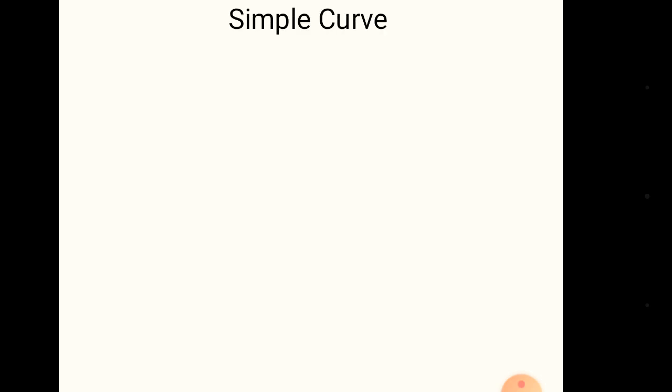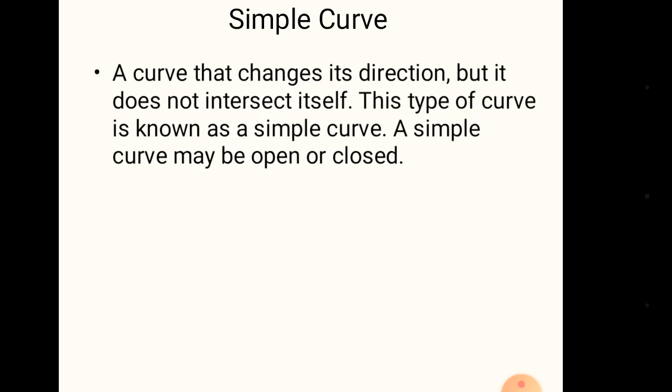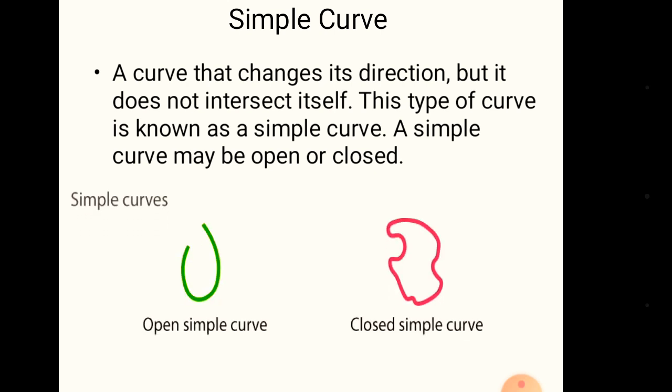First, we will see what are simple curves. A curve that changes its direction but does not intersect itself is known as a simple curve. A simple curve may be open or closed. Let us see examples of simple curves. So these are the examples of simple curves. As you can see, the first one is an open simple curve and the second one is a closed simple curve.